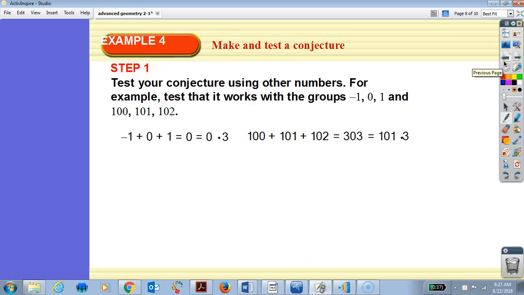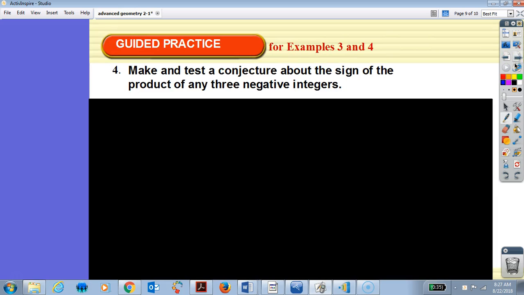They're going to test the conjecture, so they're going to use different numbers. They're going to use positives and negatives. What if I did -1, 0, and 1? What if I did -1, -2, -3? What if I did 100, 101, 102? Things like that. So they're going to test it out. Does it always work? Well, yes, it does. So then we know that our conjecture is true.